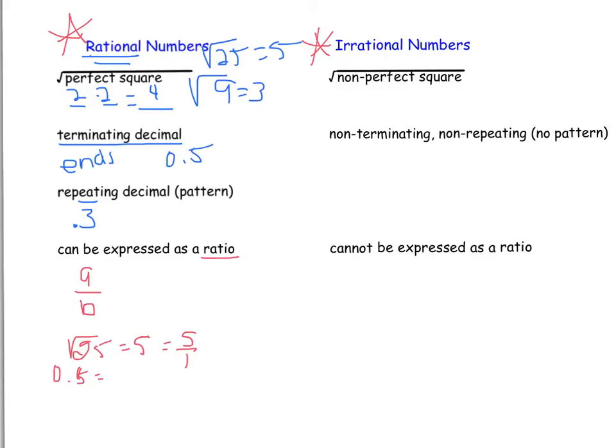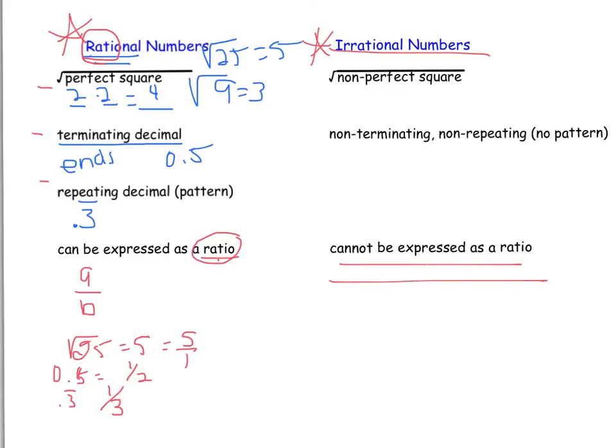0.5, you know, is the same thing as 1/2. It can be expressed as a ratio. 0.3 repeating, so repeating decimals can also be turned into fractions, and we're going to be learning that tomorrow. 0.3 repeating is a common one, 1/3. So each one of these can be expressed as a ratio, which is what makes them rational. Irrational numbers cannot be expressed as a ratio.